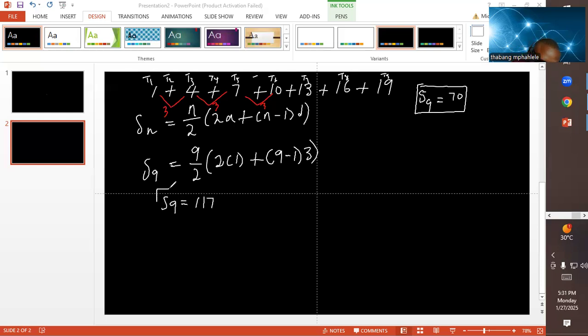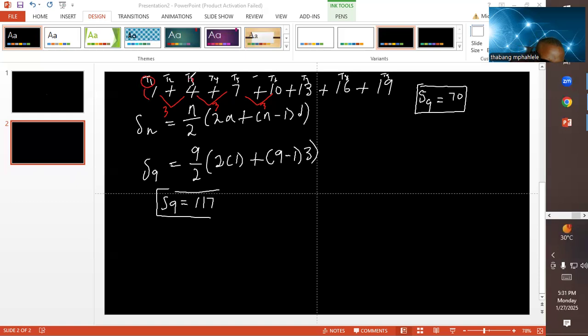But something is wrong, because I said the sum of these terms should be 70. But here, when I'm using the formula, I'm getting 117. What's wrong? Did I substitute correctly? 1, 2, 3, 4, 5, 6, 7. How many terms? Oh, guys, these are 7 terms. Sorry. My first term is 1.